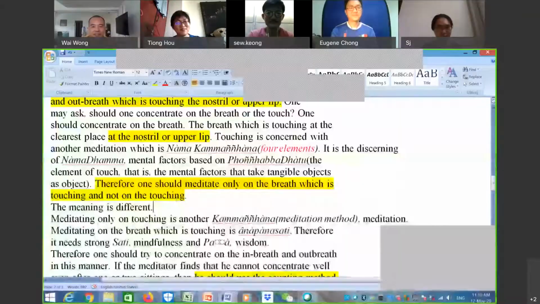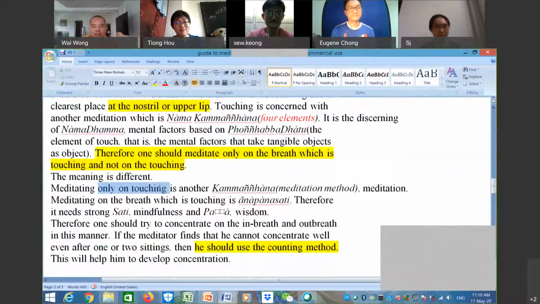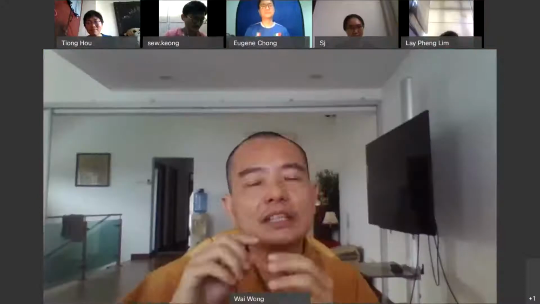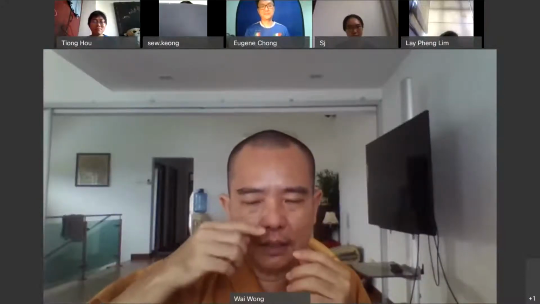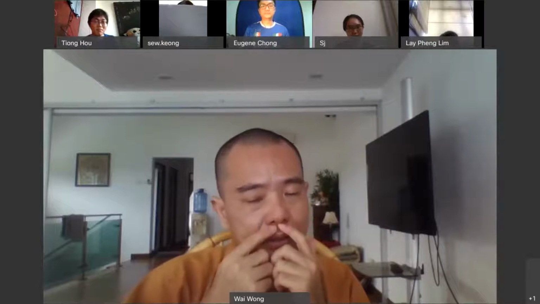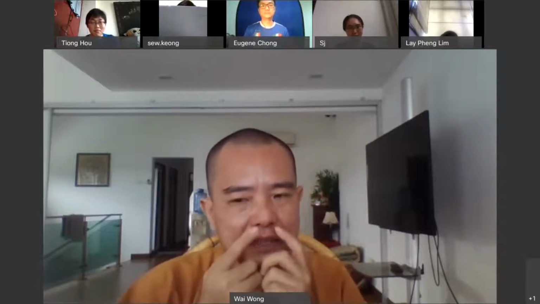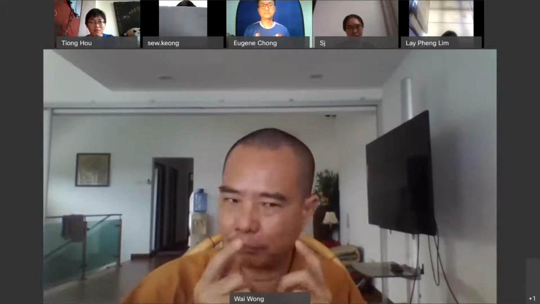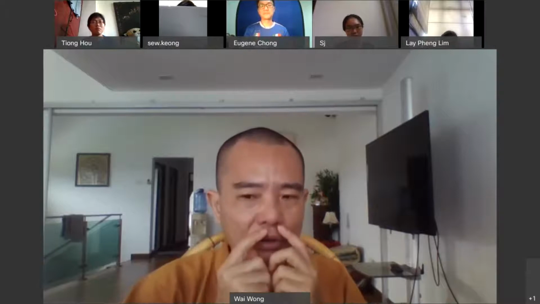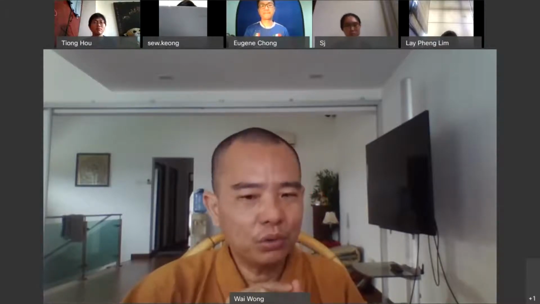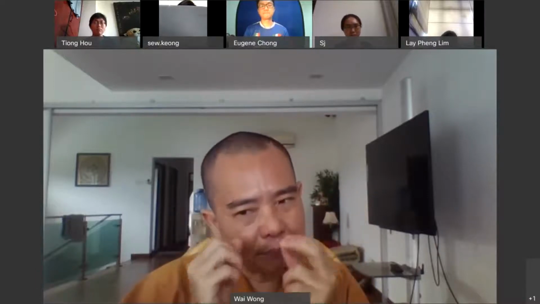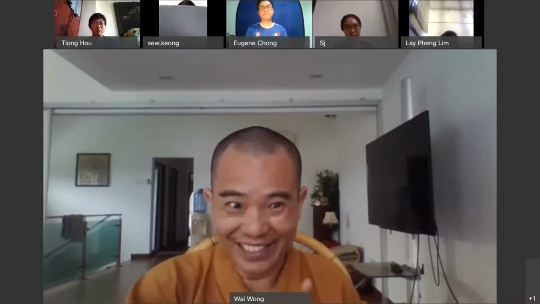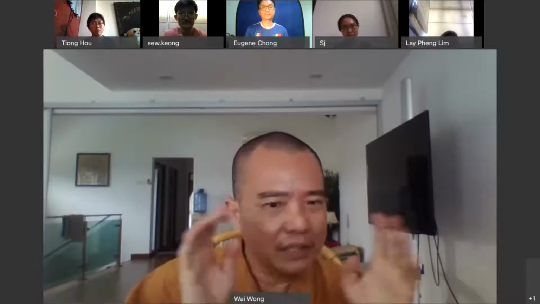Okay, next, according to here, the meaning is different. Meditating on the touching point is another kammatthana. Meditation on the touching point means that you go to discern the sensation on the point. The feeling on the point could be cold, could be hot, could be subtle, could be coarse. I thought it was correct already, but on the point, it is wrong.